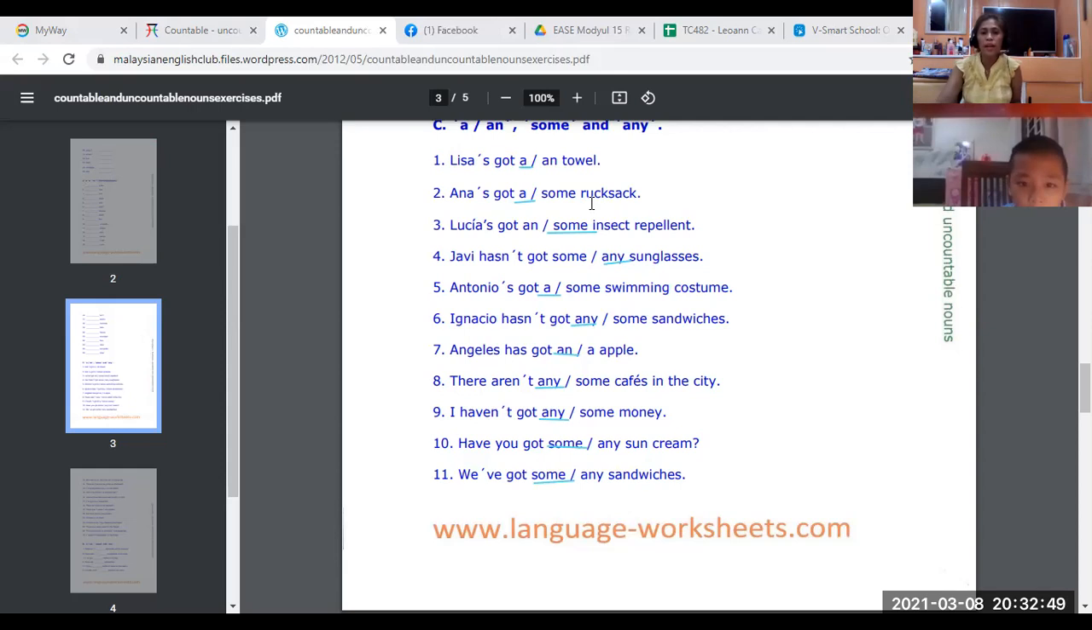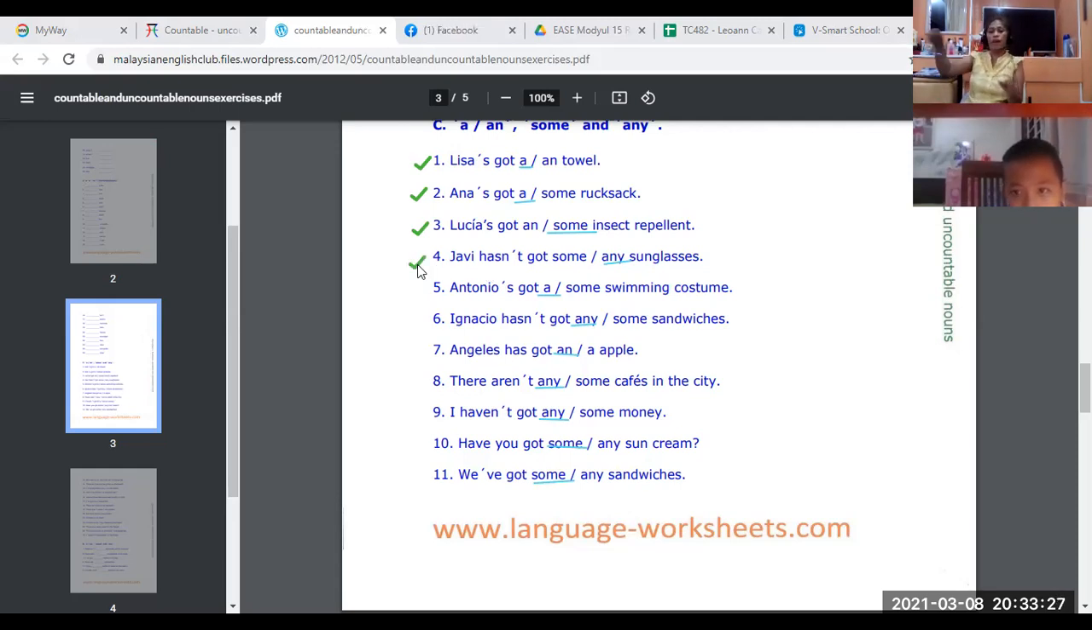Okay, let's check. Lisa got a towel. Very good. Anna got a rucksack. Lucia got some insect repellent. Very good. Javi hasn't got any sunglasses.